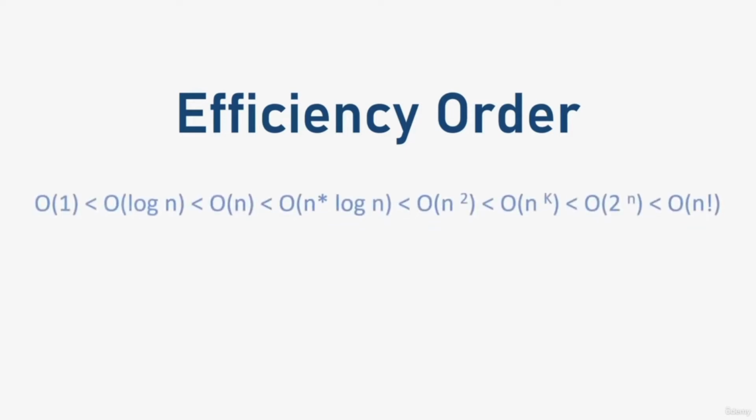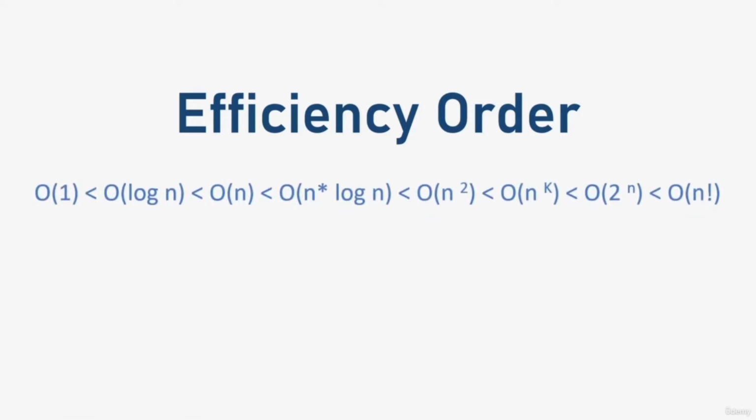Here is the common efficiency order of some functions. It is seen that the constant function has lowest time complexity and the factorial function has highest time complexity, and the other functions lie between them.